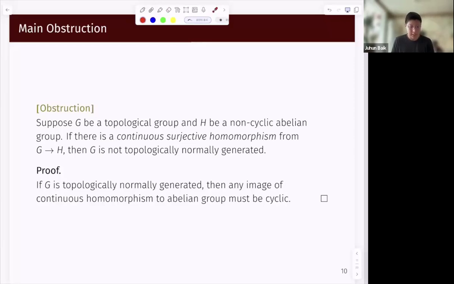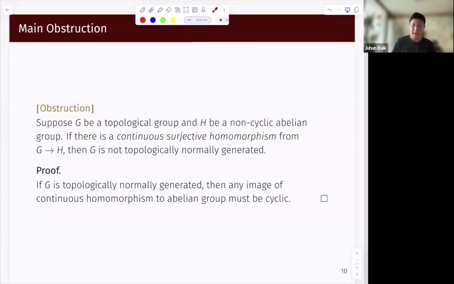This is easy, because if G is topologically normally generated, then we have a continuous surjective homomorphism, so every conjugacy class and its closure goes to one element and its powers. So H has to be cyclic.